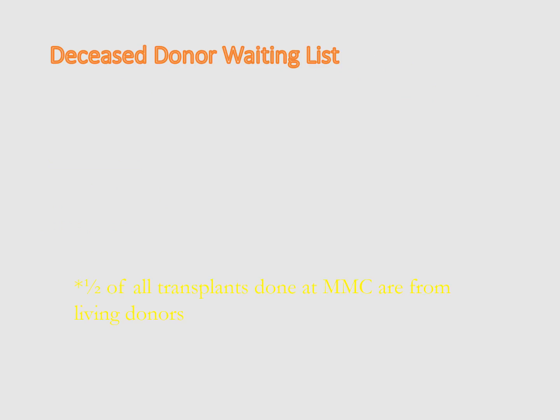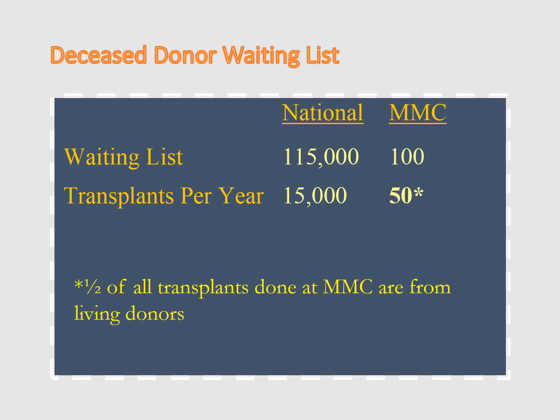To present some data on the national waiting list, here you can see how many people, now about 115,000, are waiting for a kidney in America. Only 15,000 from that waiting list will receive a transplant in any given year. Here at the Maine Transplant Center, there are about 100 patients on the national waiting list. We perform about 50 transplants, but you must remember that this number includes the amount of living donor transplants. About half of our surgeries use living donor kidneys.